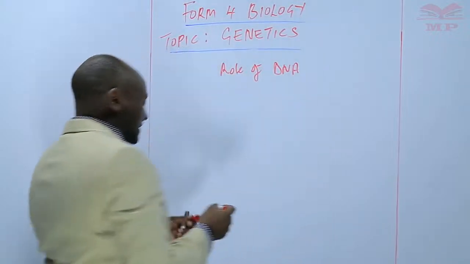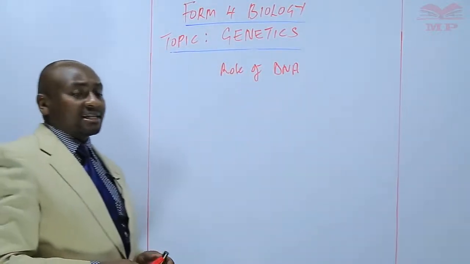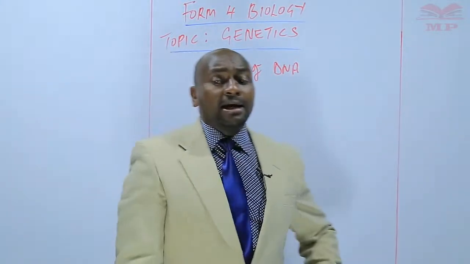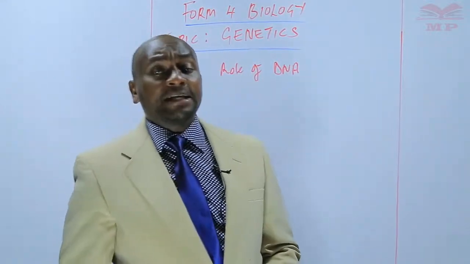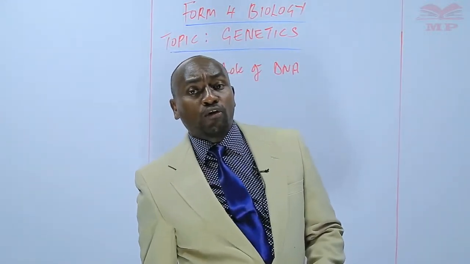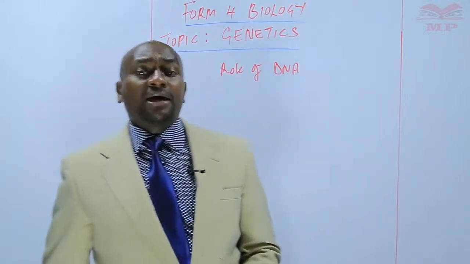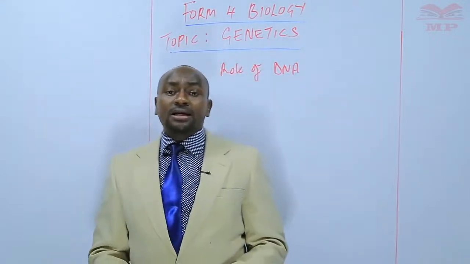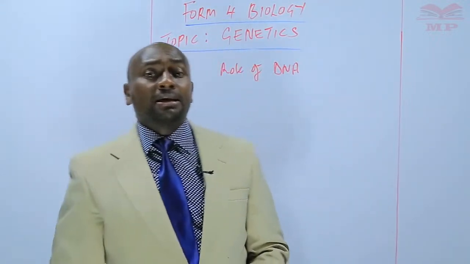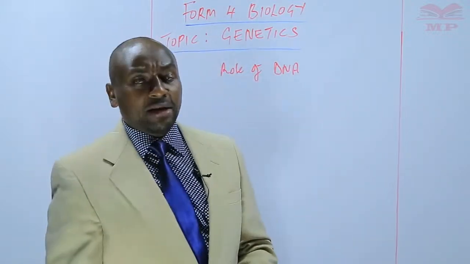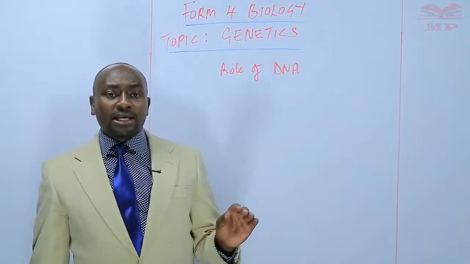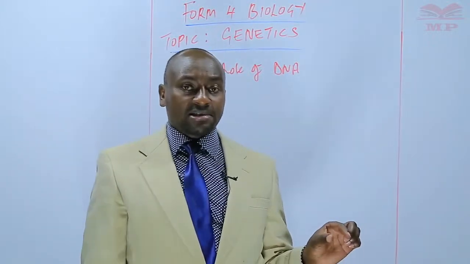So DNA has about 3 roles that it plays. One is to store genetic material. It is a store of genetic material, and this genetic material is stored in a coded form, in a coded manner, and that's what we are calling now the nitrogen bases.